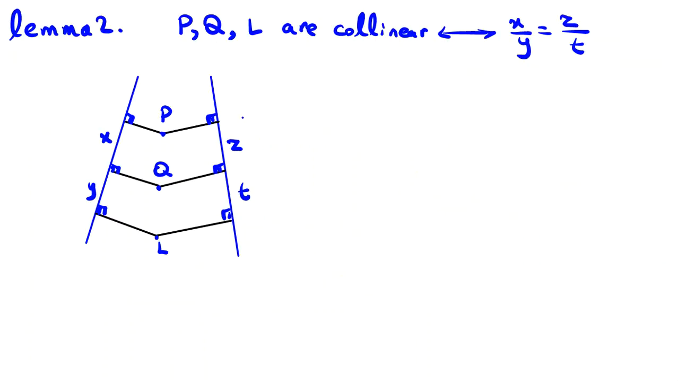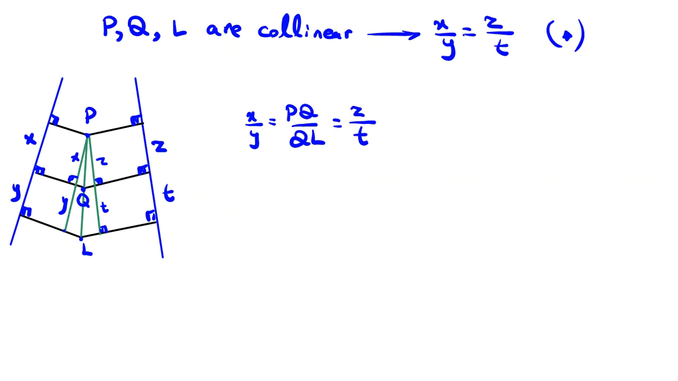The next thing we want to prove is that P, Q, L are collinear, these three points. Suppose that we have two arbitrary lines. We draw perpendiculars from each point to these two lines, and we want to prove P, Q, L are collinear if and only if x over y equals z over t. At first, we consider they are collinear and prove this ratio equality is satisfied.